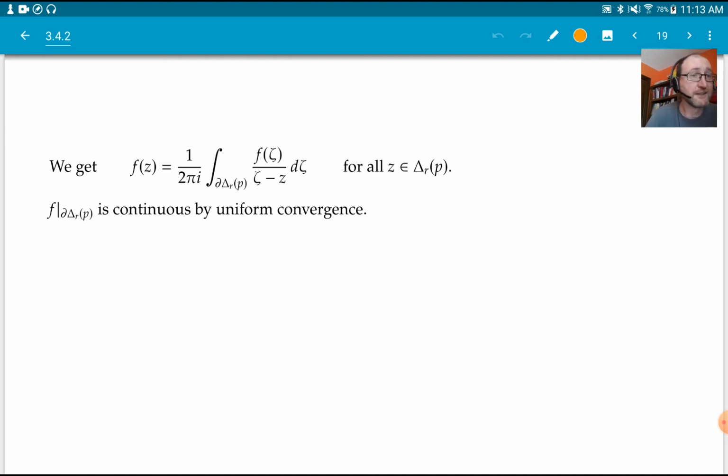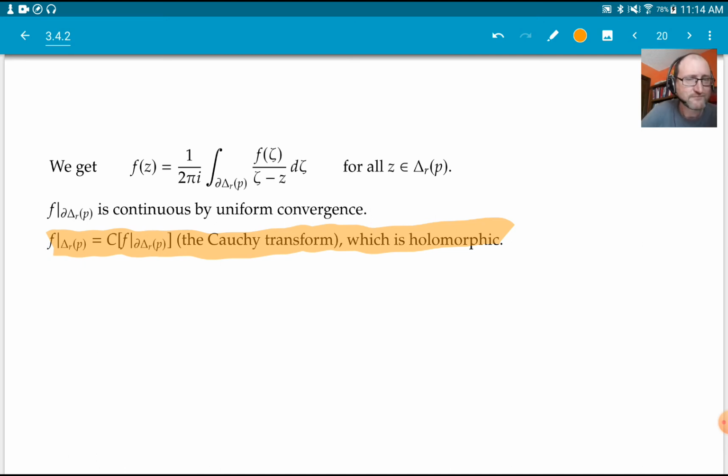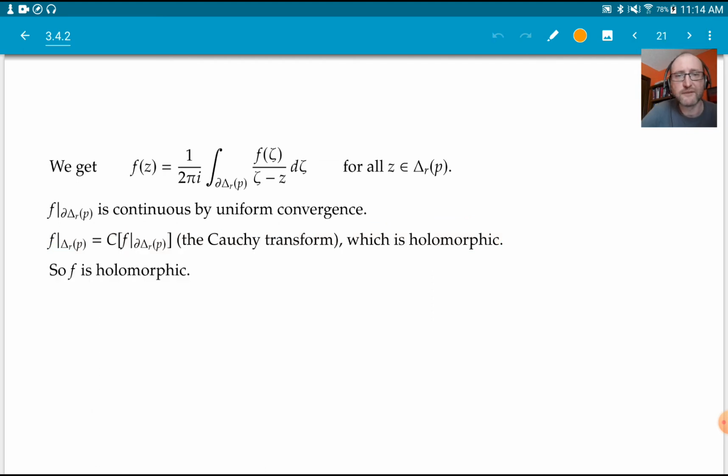I should say that this thing is continuous by uniform convergence. I mean, f itself is continuous, so that we can actually do this, and I apply the Cauchy transform to the boundary values here, and I get that f restricted inside has to be holomorphic. Okay, so f is holomorphic, because I can do this at every point.